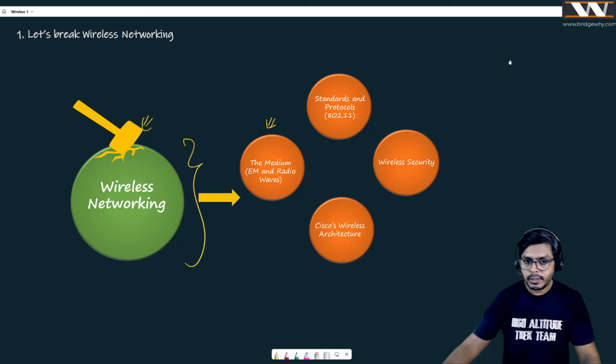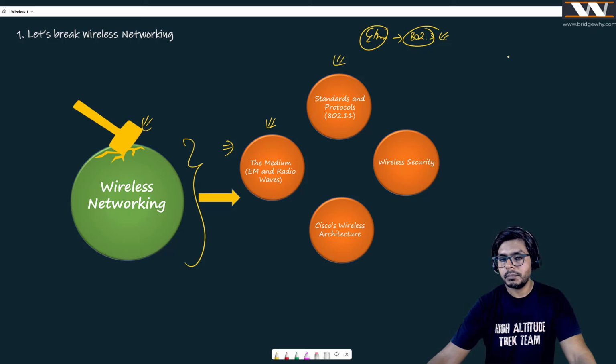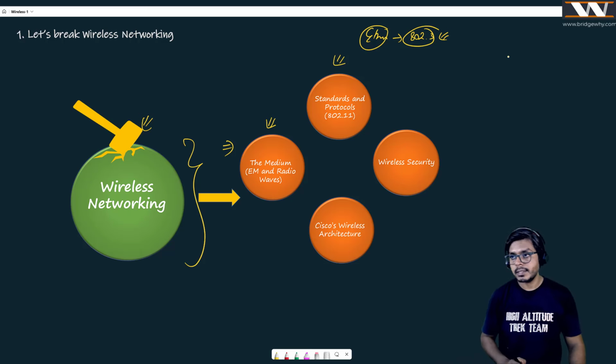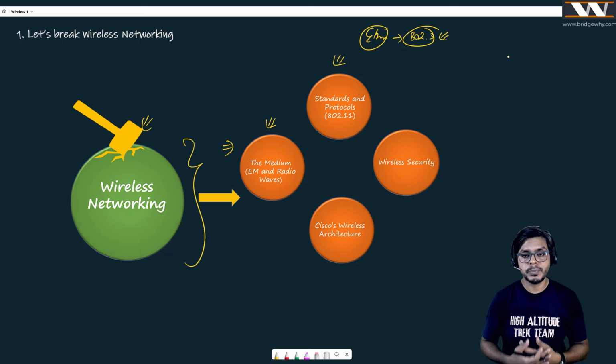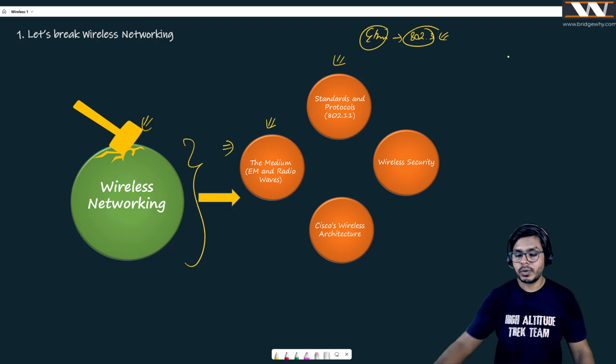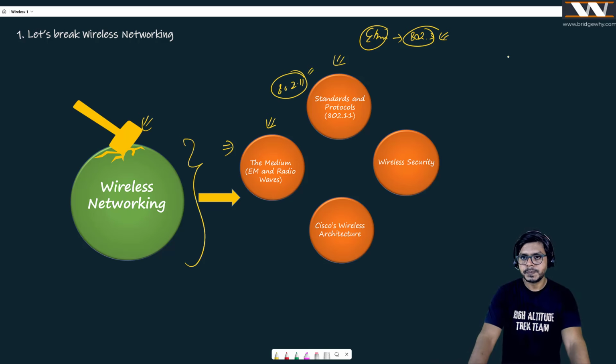Once we are done with the understanding of this medium, we will be talking about standards and protocols, because these are important. Believe me, if you understand Ethernet, you know one standard, which is 802.3. But here we are going to talk about wireless. So there are some different rules for that. There are some different protocols for that, which is known as 802.11. We will be talking about 802.11 also, right?